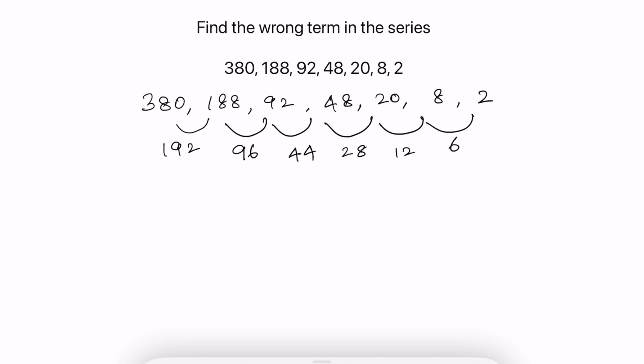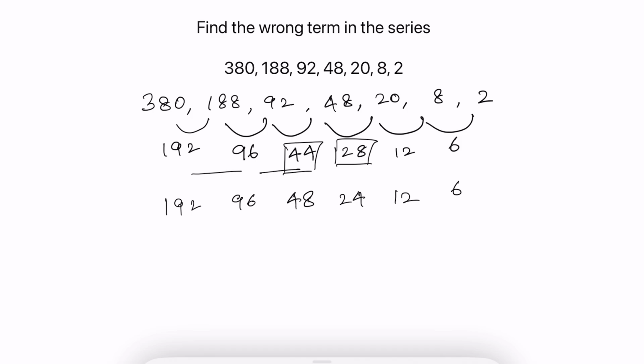So technically, if we look at this pattern, it looks like it's all getting divided by 2. So 192 divided by 2 is 96. Technically, 96 divided by 2 should have been 48, and we have 44 as the number. 48 divided by 2 should have been 24. And then 24 by 2 is 12 and 6. So using this pattern, now if we look at it, the number 48 should have been replaced with 44 in the series.